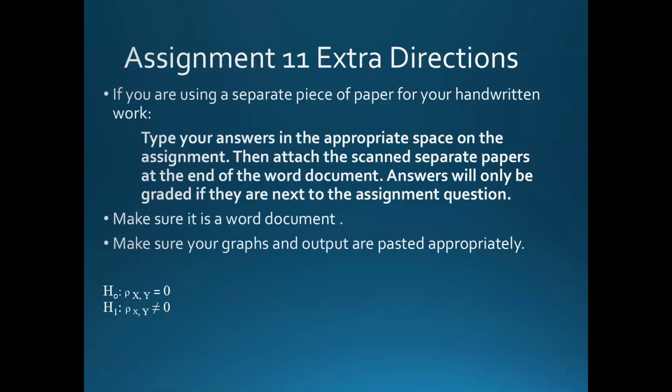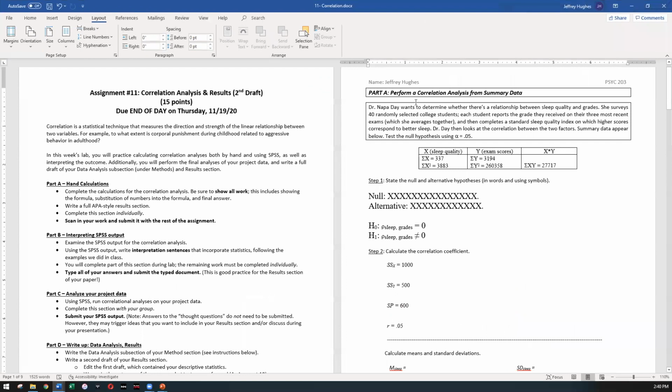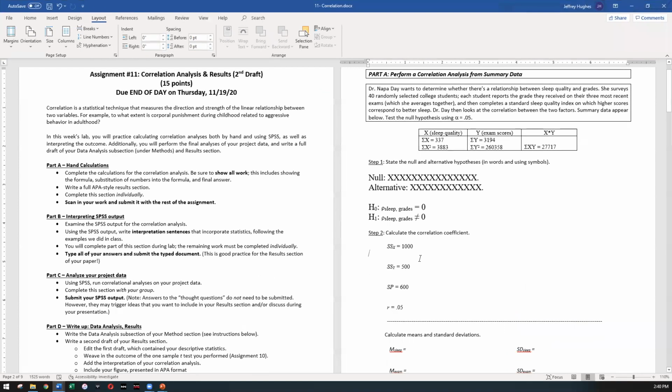Okay. So here's the actual assignment. This is what I want to see. And don't write down these answers because they are not correct. I just put them in there for demonstration purposes. But what I want to see is you type in your null and alternative hypothesis right in the spot that it's supposed to be in. And then you also need to do the symbols.